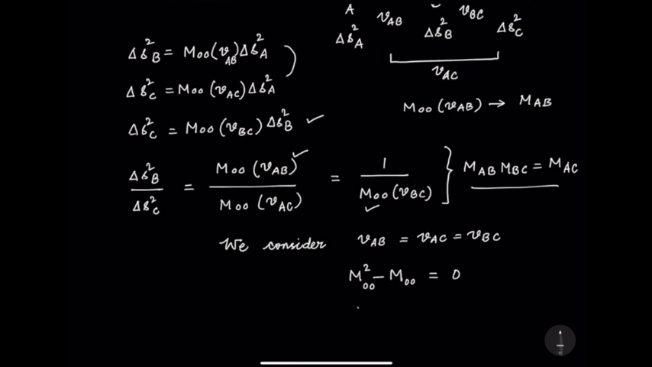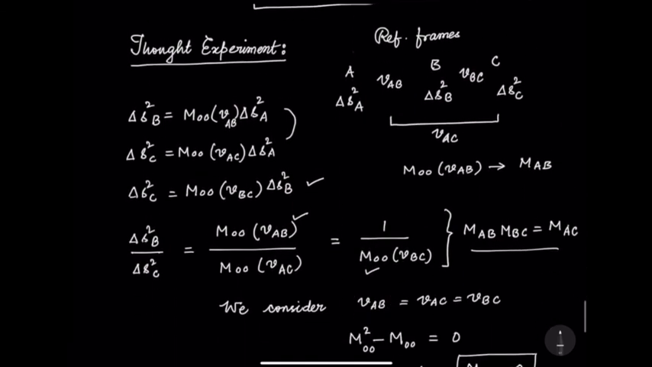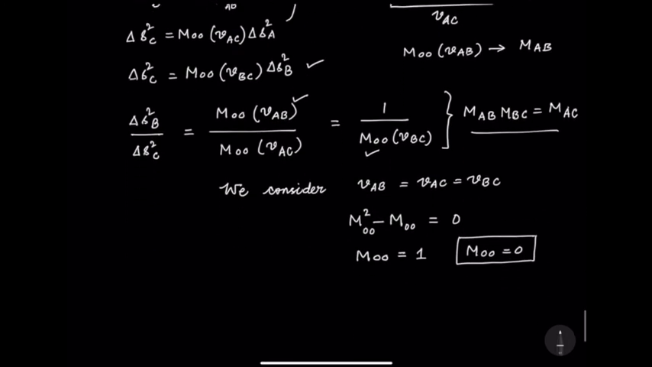With two solutions. One is M00 equals 1, the other is M00 equals 0. Okay, M00 equals 0 is a very boring solution. Then I can go to any reference frame and make that interval 0. So this is the solution to take.